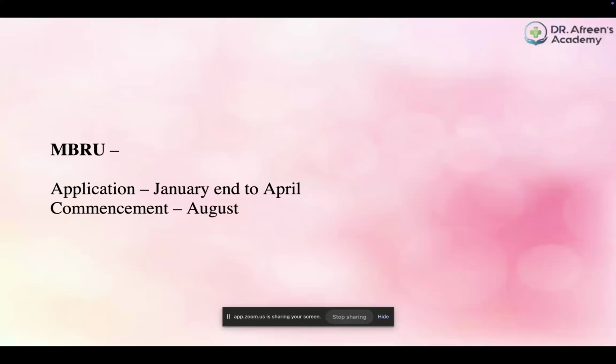So moving on to the next, this is the MBRU. MBRU is Mohammed bin Rashid University, where all the government hospitals of Dubai are under the MBRU. This is the entity that has all the government hospitals under it. So this is the other side of Dubai training. One side is DHA, where you have all the private hospitals. If you want to do your internship training in a government hospital, which are really good, you will have to apply for MBRU. But again, it's very difficult. It's very difficult to get matched here.